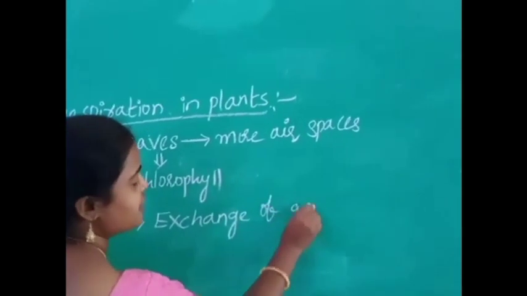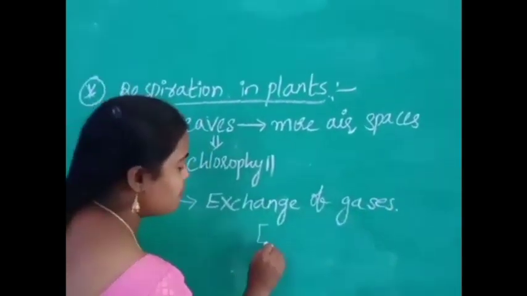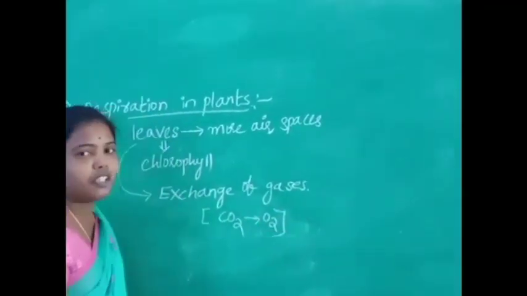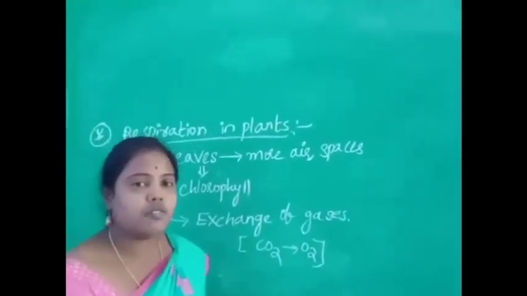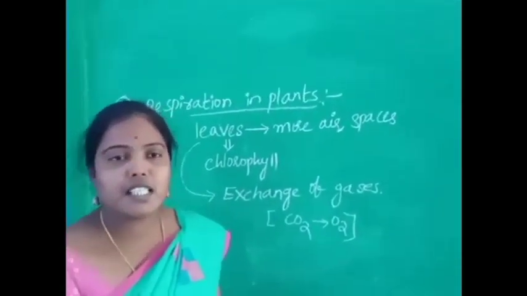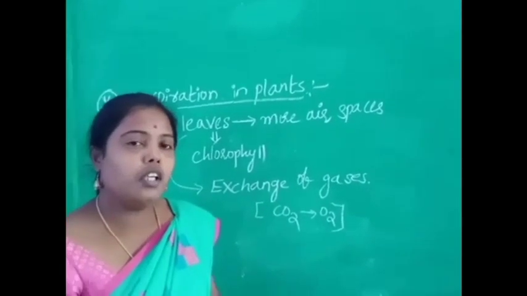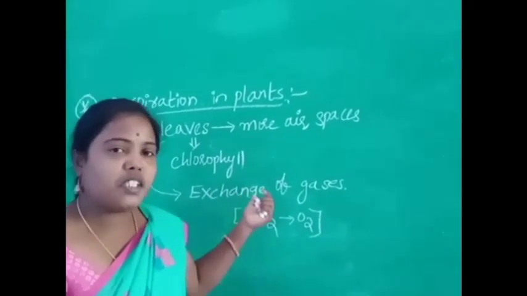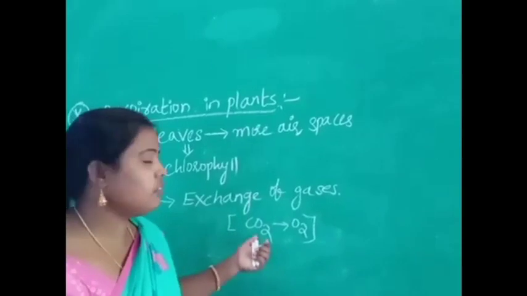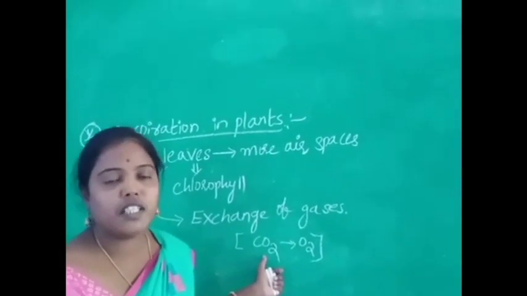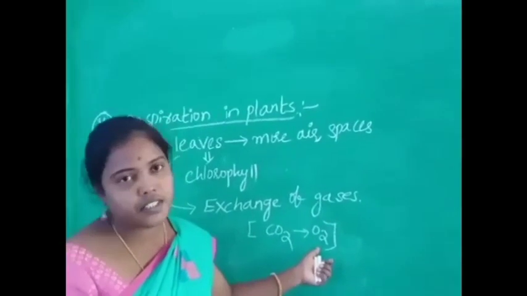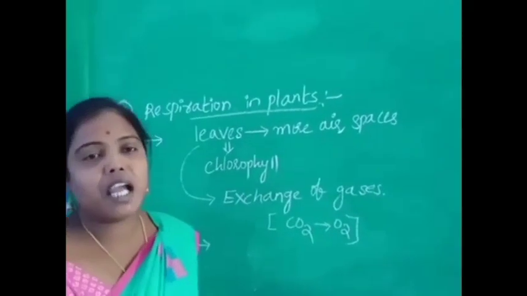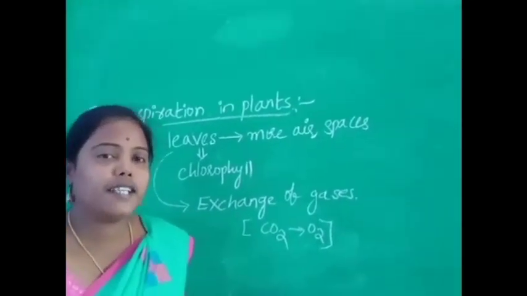Exchange of gases means what? Plants absorb carbon dioxide gas and release oxygen gas into our atmosphere. Okay, so leaves carry out the gaseous exchange process. Leaves contain more air spaces. By using the air spaces, leaves trap carbon dioxide gas from our surroundings and convert it into oxygen gas. Next, not only leaves, in some plants other body parts also carry out the respiration process.